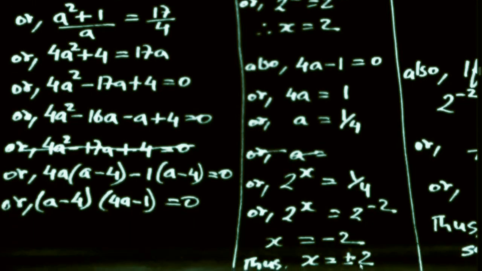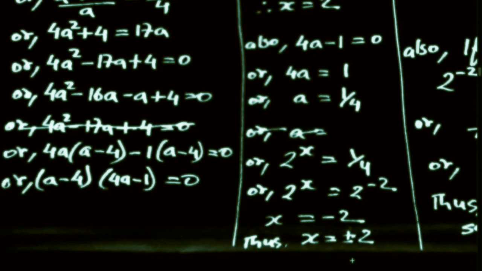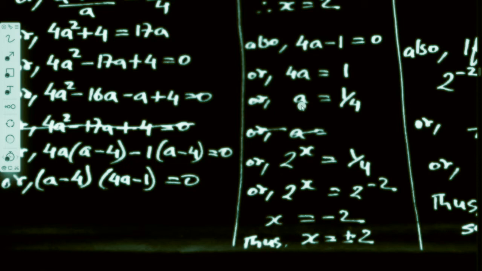Here this is in multiplication form, so it should be moved to the other side and placed in division form. So it comes here as 1 by 4. Also here, 4a equals 1, or a equals 1 by 4.